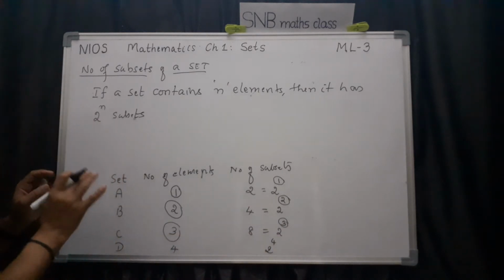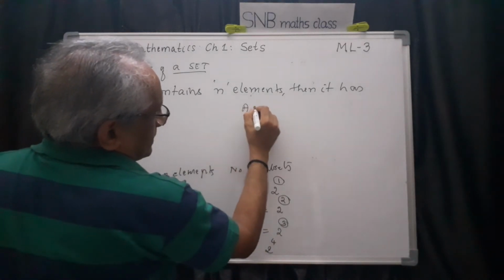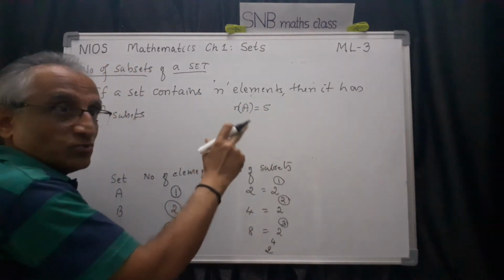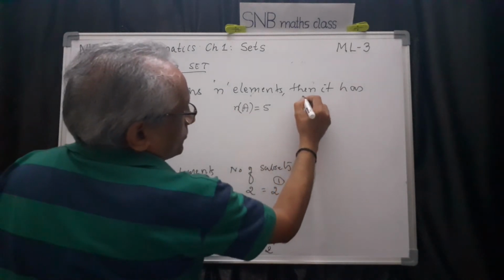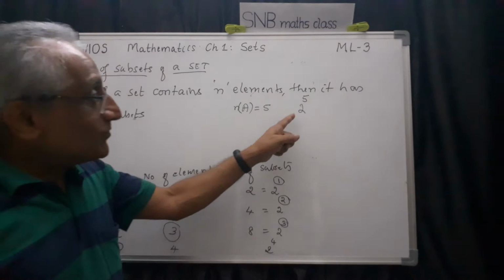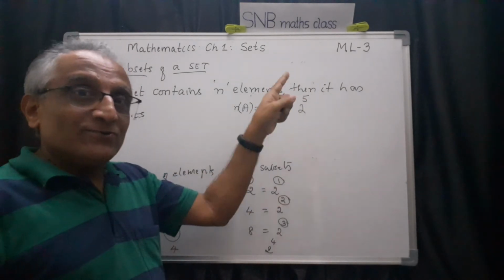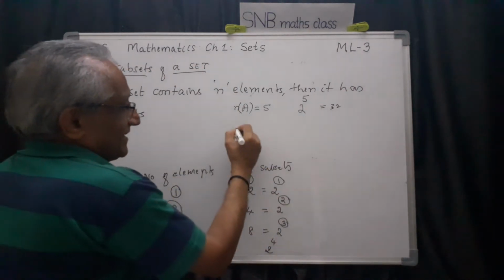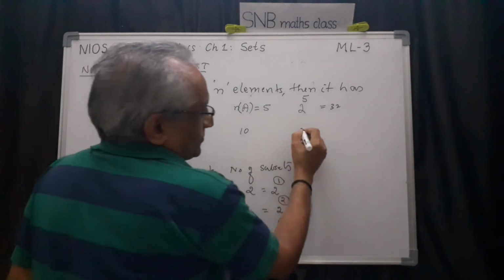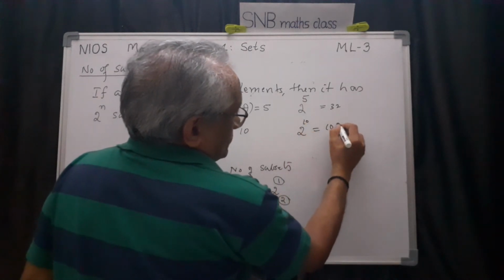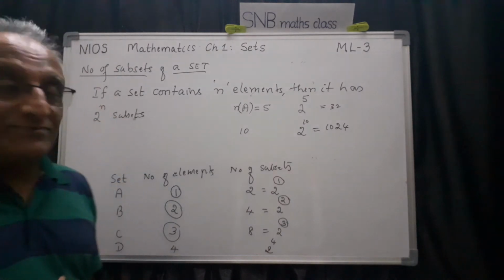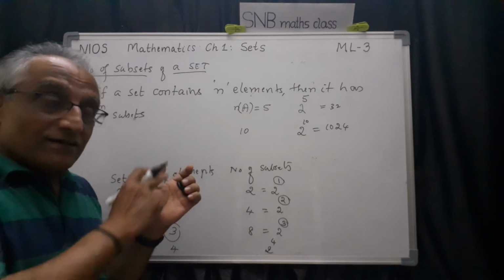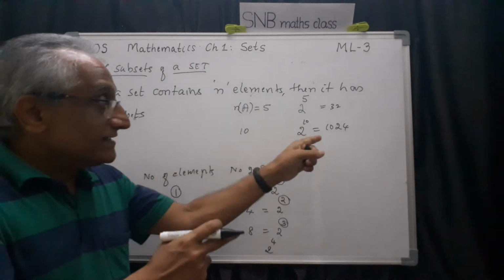This is the relation. Say for example, suppose a set A contains 5 elements, the number of elements of A is denoted by n(A). 5 elements, 1, 2, 3, 4, 5. Then it has 2 power 5 subsets. Totally 2 power 5 means 32, that is 2 into 2 into 2 into 2 into 2. 32 subsets you can find. Suppose a set contains say 10 elements, then it has 2 to the power 10, which is 1024. So it is very difficult to write all the subsets. 1024 subsets will be there. One is phi, the smallest one. The biggest one is the set itself, which contains 10 elements.